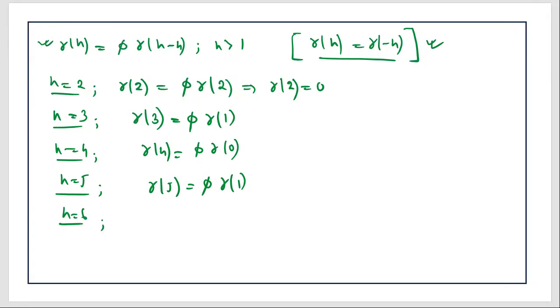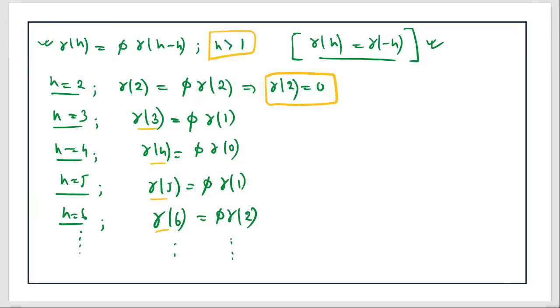h equals 6, gamma 6 will be phi gamma 2, and so on and so forth. You can continue doing this. So what we can see here is that gamma 2, we have got this to be 0. And by the recursive relationship, you can find out all these successive autocovariance terms. But here the restriction is h is strictly greater than 1. So we don't know two terms.